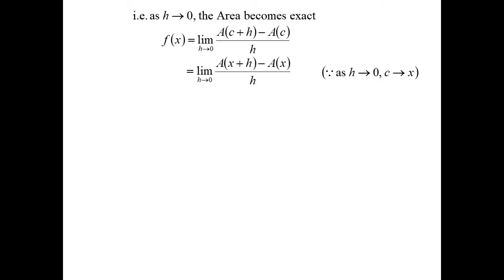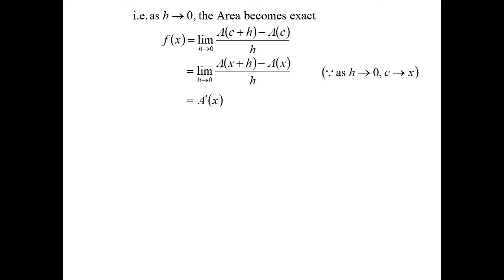So let's find the limit, and that's starting to look familiar. The limit as h approaches 0 of A(c plus h) minus A(c), over h. Okay, I've got a c there instead of an x, but remember we're assuming h is approaching 0, and so x and c would be the same thing, because as h approaches 0, c will approach x. And now it's looking real familiar. It's just that I've got a capital A there. Well, it's our first principles formula, basically.